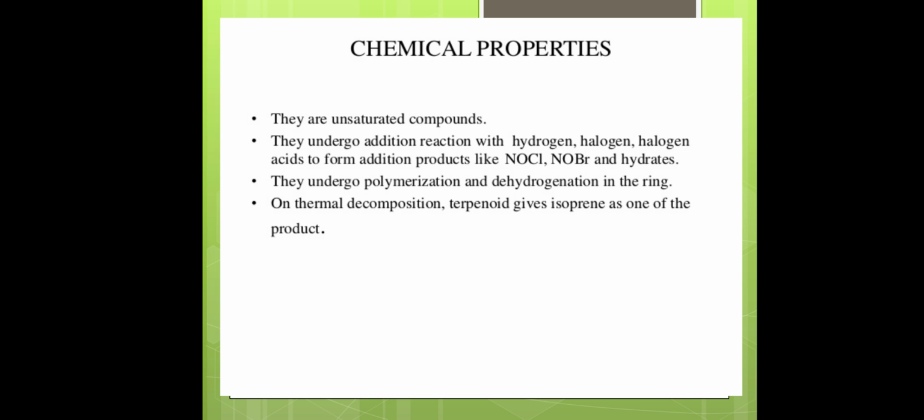Then next are the chemical properties. They are unsaturated compounds. They undergo different reactions like addition reactions with hydrogen and halogen acids to form addition products like NOCl, NOBr and hydrates. They undergo polymerization and dehydrogenation reactions in the ring. On thermal decomposition, terpenoids give isoprene as one of the products. These are the chemical properties of terpenoids.